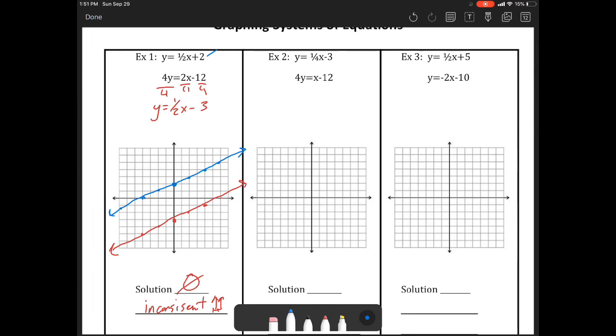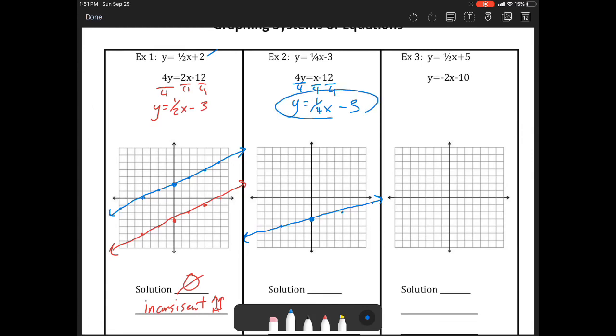So number 2, again, I'm going to plot my first one because it's already set for me. 2, 3 is my y-intercept, and then up 1 over 4. 2, 3, 4. Up 1 over 4. Down 1 over 4. Down 1. So here's this big old line. And now I've got to do the same thing over here. So I've got to divide by 4, divide by 4, divide by 4. So I get y equals 1/4 x minus 3.